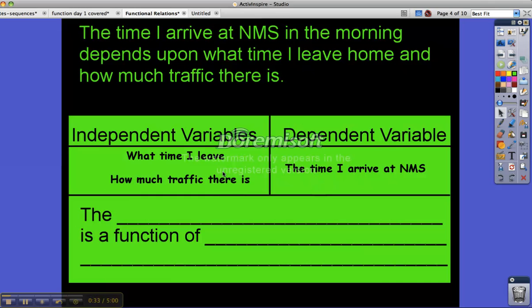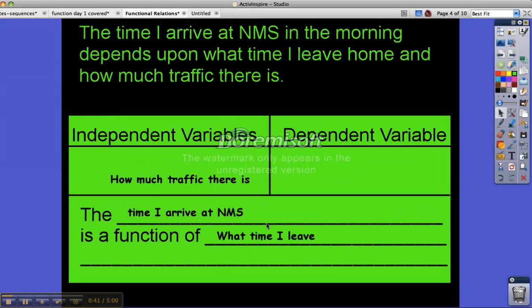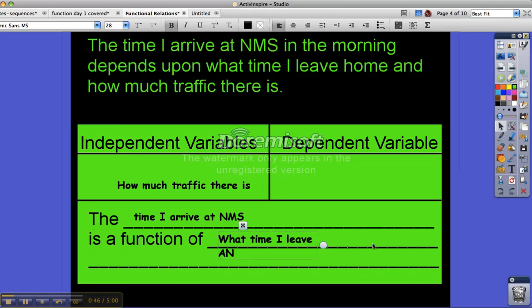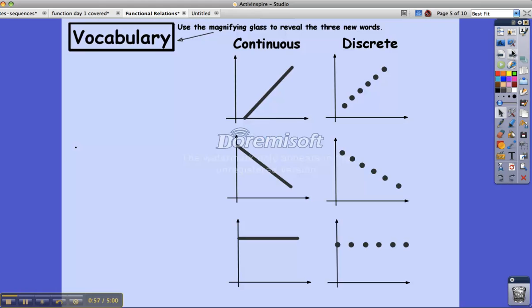So let's write that as a sentence. If you haven't already, the time I arrive at NMS is a function of what time I leave and how much traffic there is. Yay! Now we have a function sentence. So let's go look at another example.